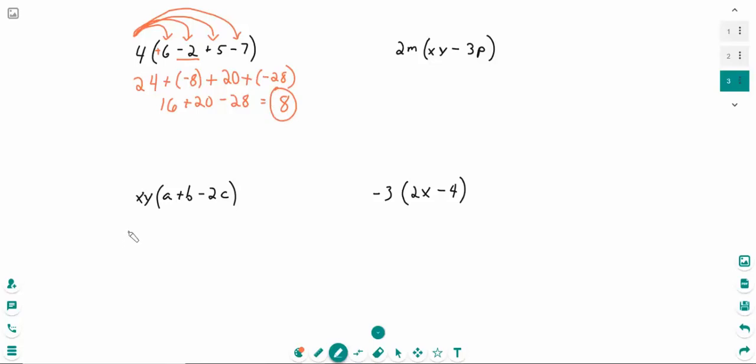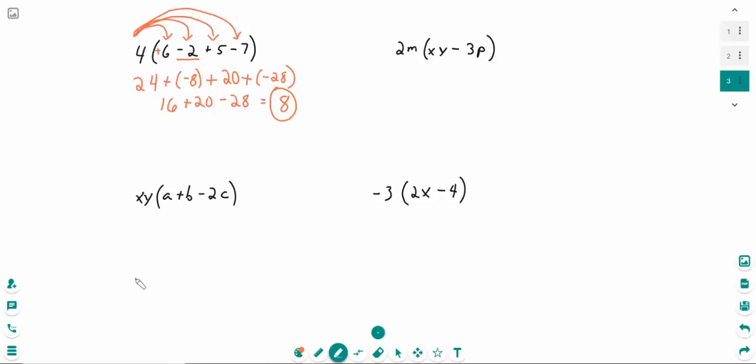All right. Now, if you wanted to check that, in this case, it'd be pretty easy to do. Let's just solve the interior parentheses first and multiply it by 4. So 6 minus 2 would be 4. 4 plus 5 is 9. 9 minus 7 is 2. And then the 2 times the 4 would give us 8. So there you go, we know we did it right. All right, now let's use some variables. So go ahead and look at this next problem and solve it on some scratch paper, and then we'll look at it together.